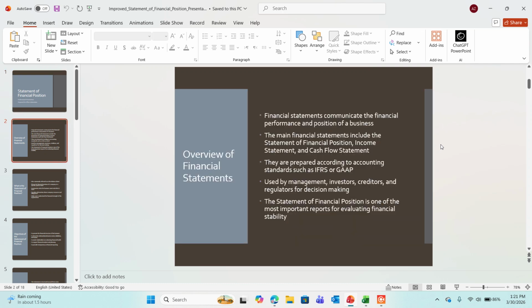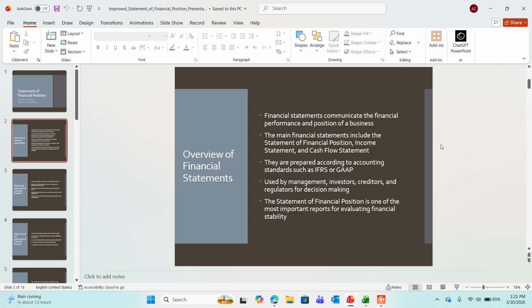Overview of financial statements. Financial statements are formal documents that summarize the financial activities of a business. The three main financial statements are the statement of financial position, the income statement, and the cash flow statement. Each statement serves a different purpose. The income statement shows profitability, the cash flow statement shows liquidity movement, and the statement of financial position shows financial position. Together, they provide a complete financial picture of the company.